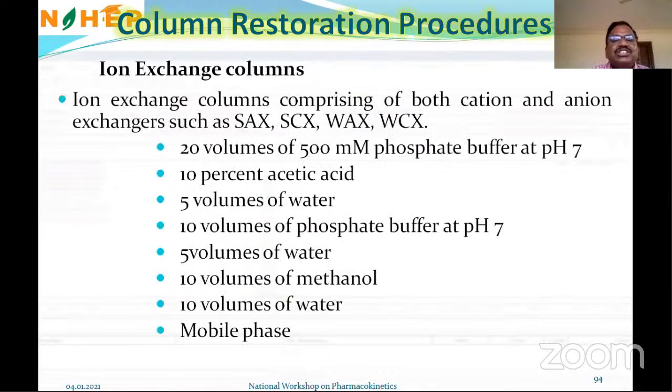Whereas coming to ion exchange columns, they are restored by passing these solvents: first 20 volumes of 50 millimolar phosphate buffer, followed by 10% acetic acid, then followed by 5 volumes of water. If you allow it to run in this sequence, then these ion exchange columns are restored.